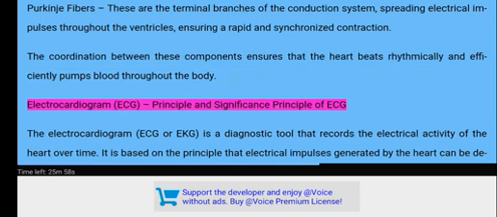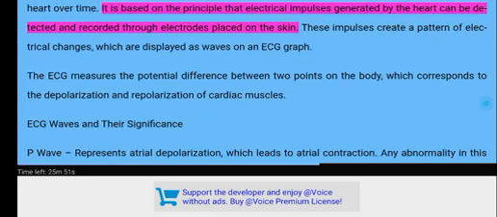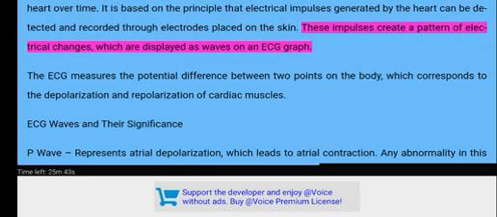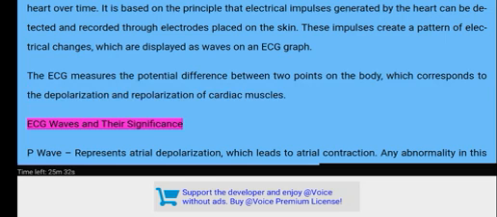Principle of ECG. The electrocardiogram, ECG or EKG, is a diagnostic tool that records the electrical activity of the heart over time. It is based on the principle that electrical impulses generated by the heart can be detected and recorded through electrodes placed on the skin. These impulses create a pattern of electrical changes, which are displayed as waves on an ECG graph. The ECG measures the potential difference between two points on the body, which corresponds to the depolarization and repolarization of cardiac muscles.